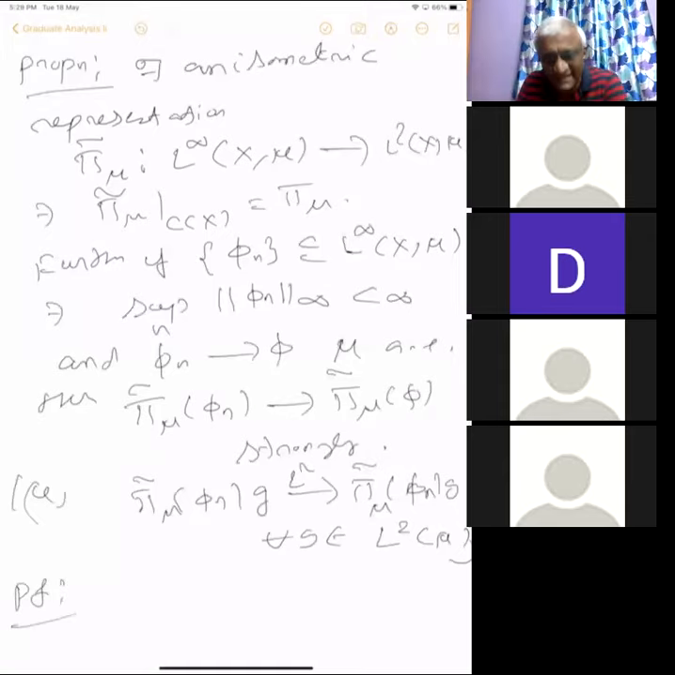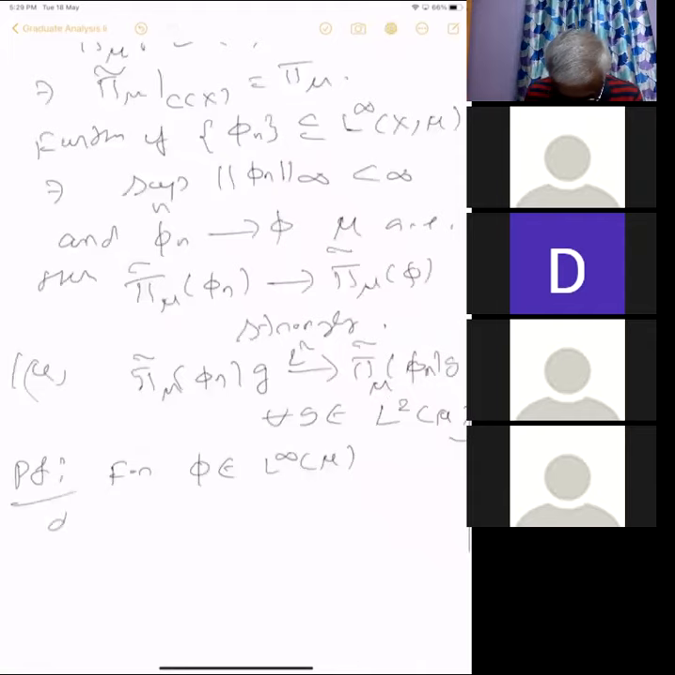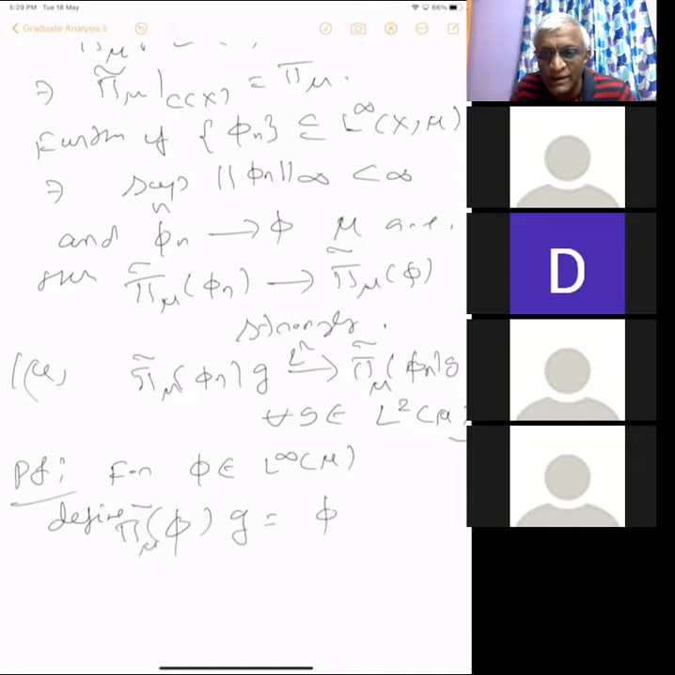So the extension is again just the multiplication representation. For phi in L infinity mu, define pi mu tilde phi acting on any g as phi times g. You can multiply pointwise, but still consider the equivalence class. There is a small confusion, but it does not really create a problem. L infinity elements are not really functions; they are functions considered up to equivalence class, and similarly L2 is also equivalence classes. But it makes sense: you can talk about pointwise multiplication, then take the equivalence class, and that is well defined.